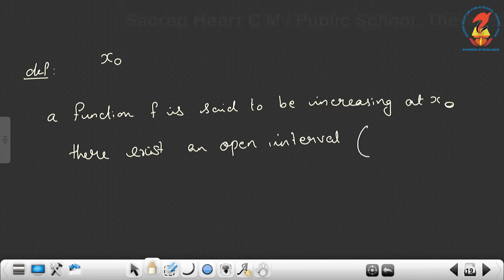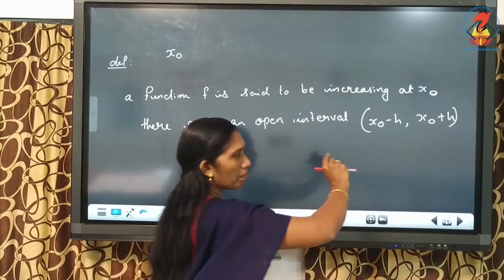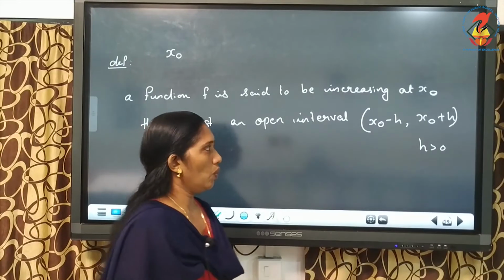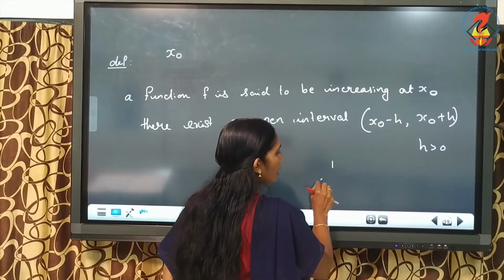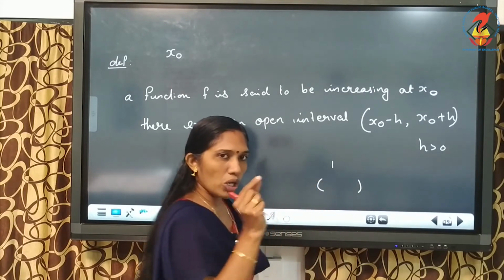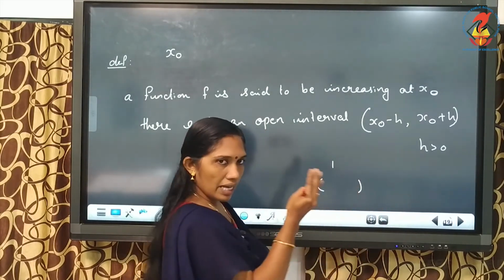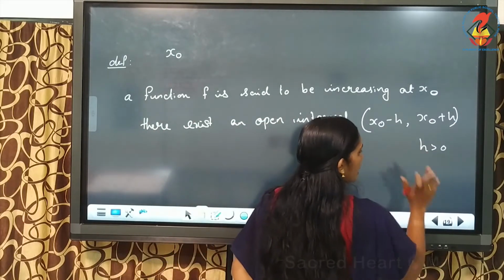How to write the open interval? Look here, x0 minus h and x0 plus h. If x0 is 1, then 1 plus this h is a positive number greater than 0. So, if a function is said to be increasing at 1, we can find an open interval. Let 1 plus something, a small number h, always a small positive number, 1 plus and 1 minus, such that we can find an open interval like this.